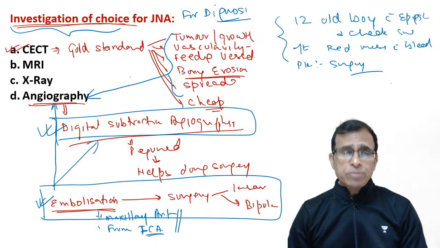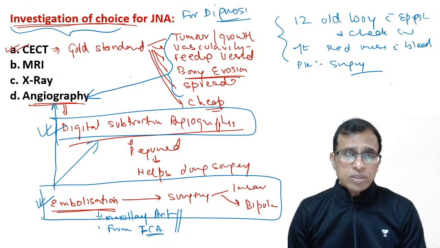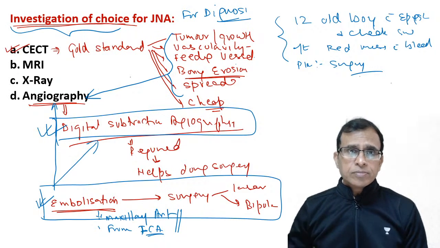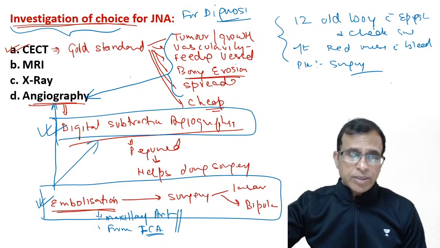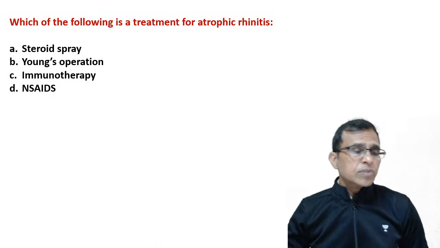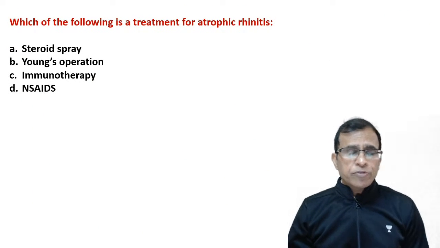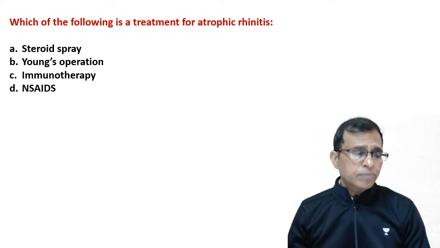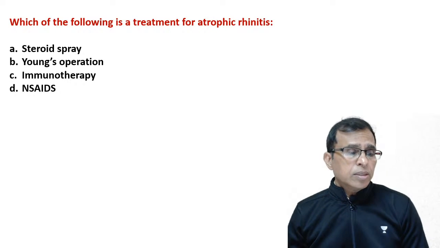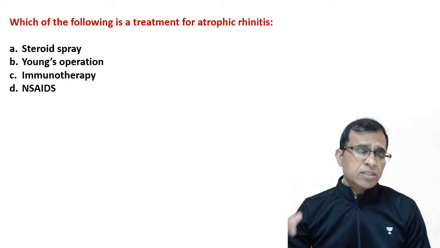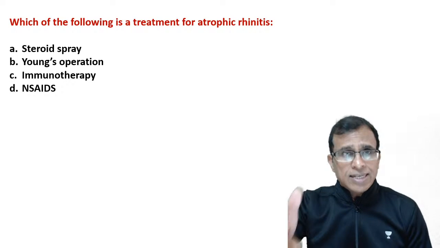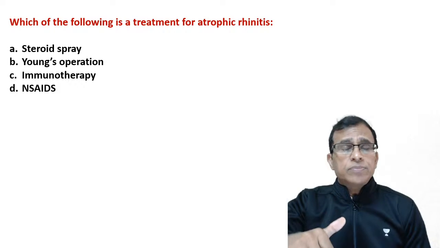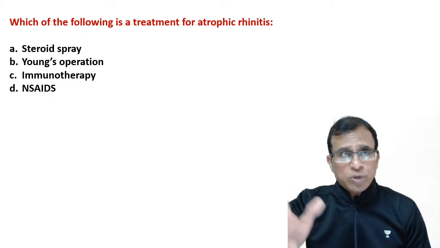So you have to be very careful about the language of the question sometimes, because a little bit of change here and there can change the answers also. Okay. Next question. Which of the following is a treatment for atrophic rhinitis? Again, another very important topic. Last year, they had asked a question on atrophic rhinitis in the NEET exam. This year, they are asking you the question in the MCI exam. So it tells us that this is another important topic.